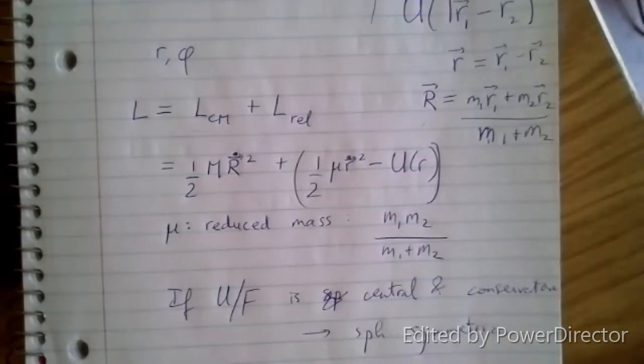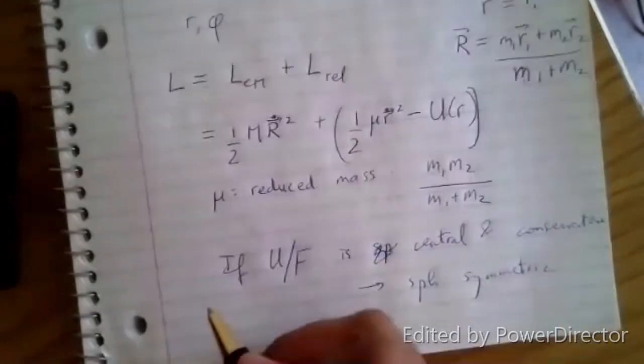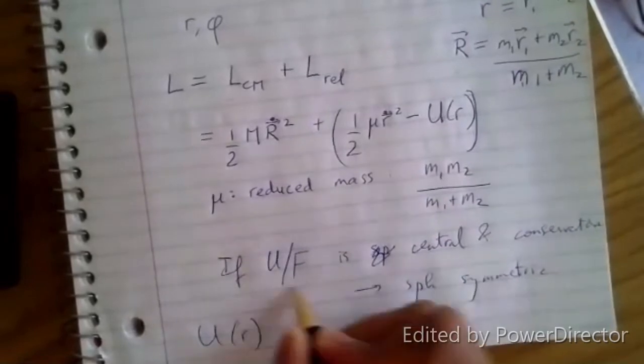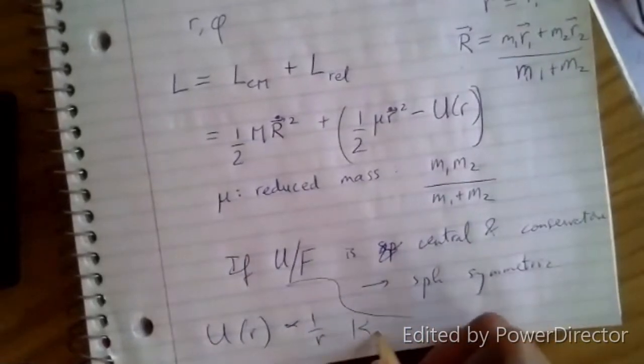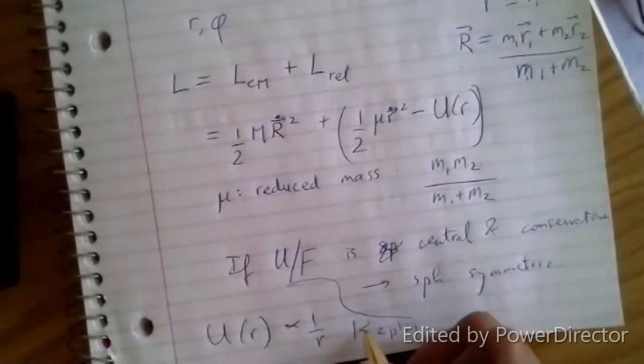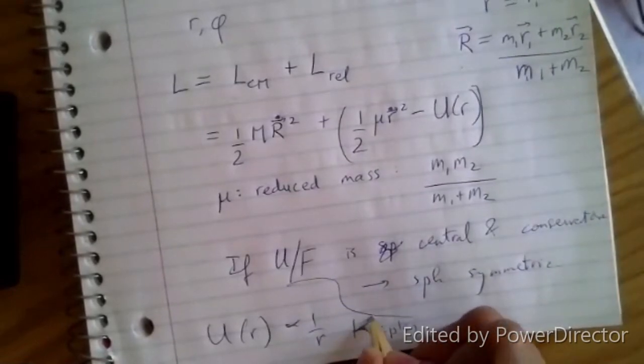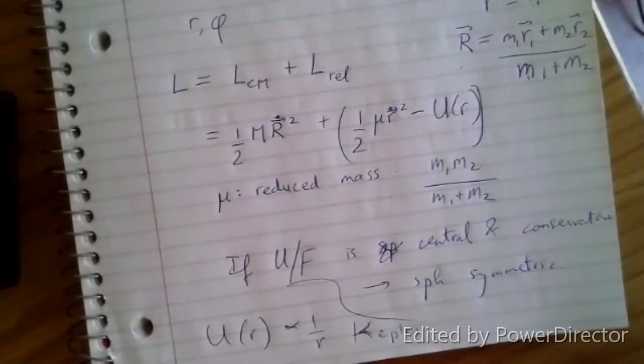It could be a force that goes as R squared. It could be a force that goes as 1 over R, or potential energy rather. And so if we focus on electrostatics or on gravity, where U of R does go as 1 over R, then we call this the Kepler problem, because Kepler was the first person to do extensive studies on this problem with regards to the solar system.